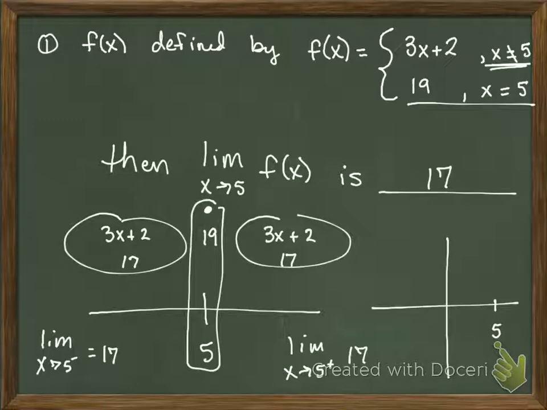If you were to graph this on Desmos, it's going to be 3x plus 2, so it's kind of like that, to every single value up until 5. There's a hole at 5, so these are approaching 17. At 5, it jumps to 19. And then on the right-hand side of 5, it's still 3x plus 2, so it's the same graph over there. So that's all it's saying. Okay?